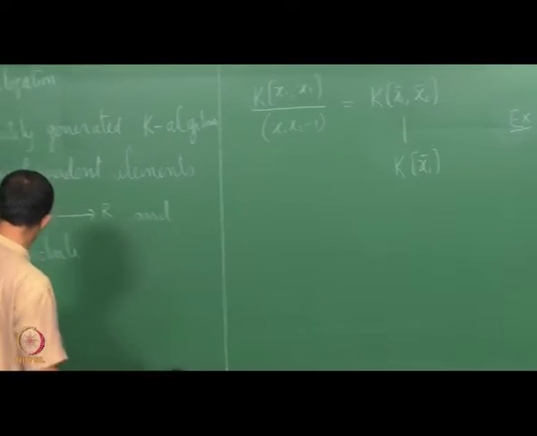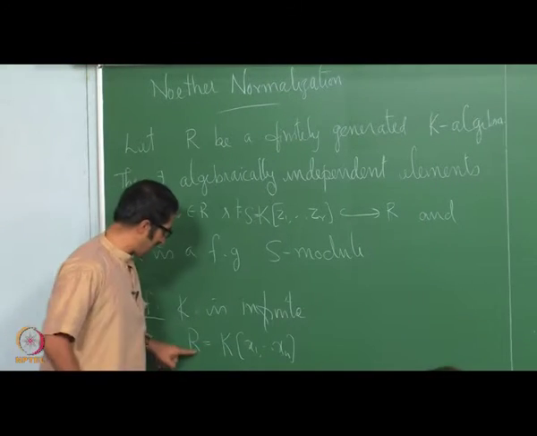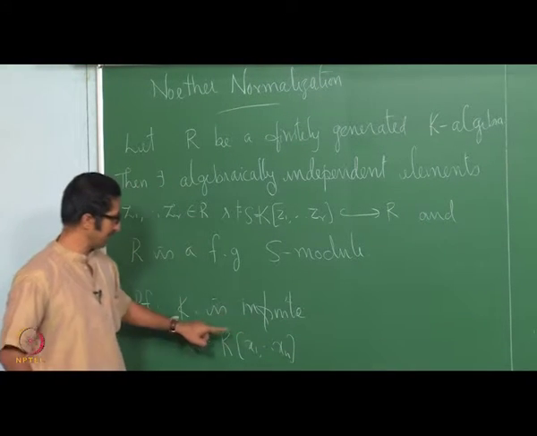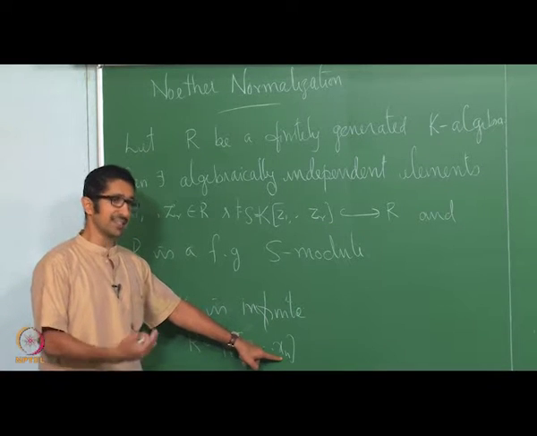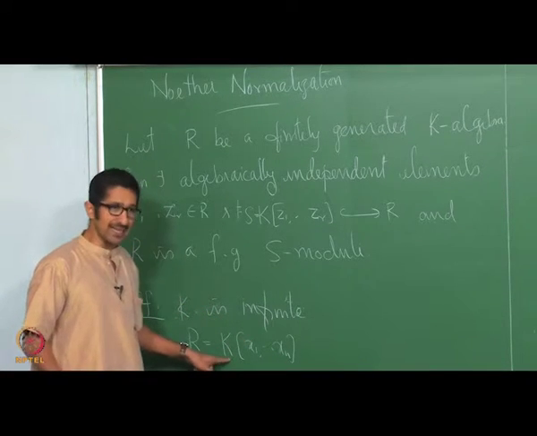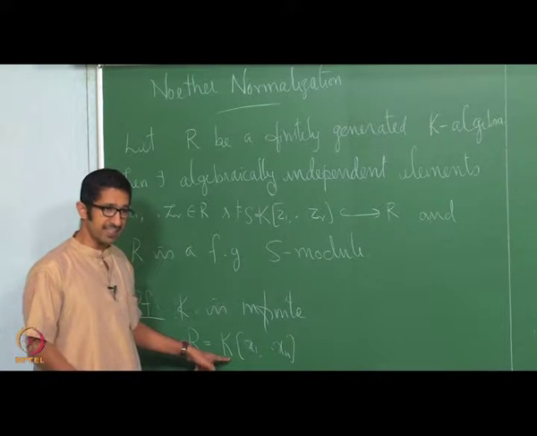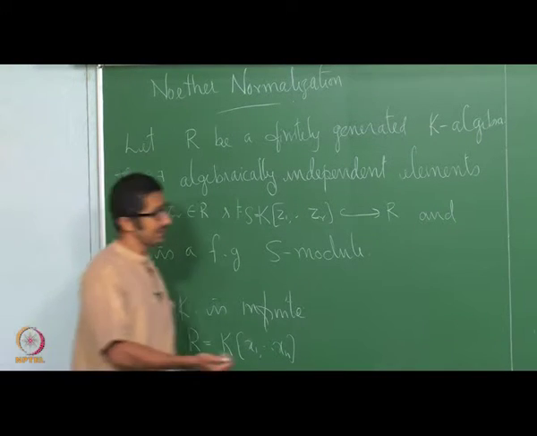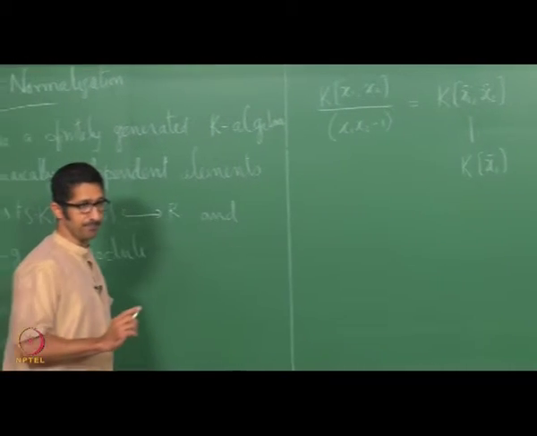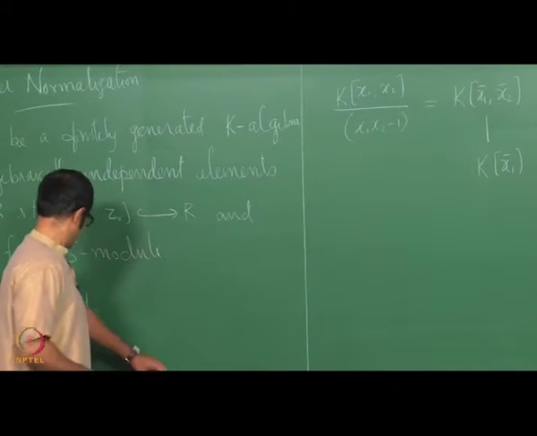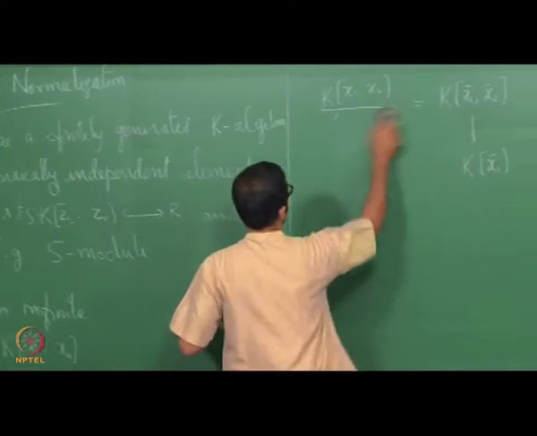So when I write R equal to this form, I mean x1 up to xn are generators of R over K as a K algebra. They need not be algebraically independent. Here x1 bar and x2 bar are not algebraically independent. That is one remark I wanted to make.